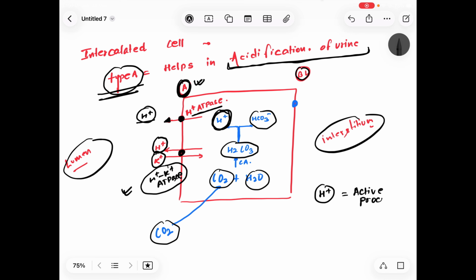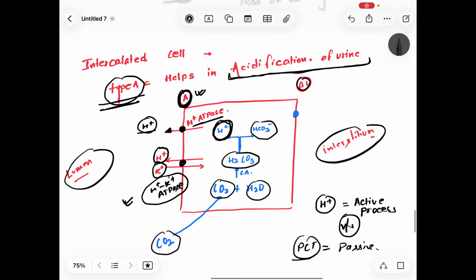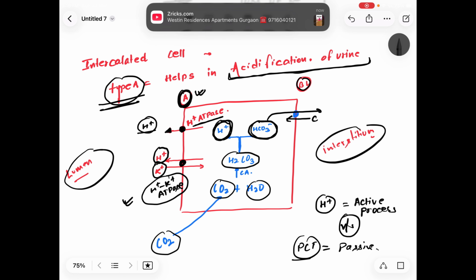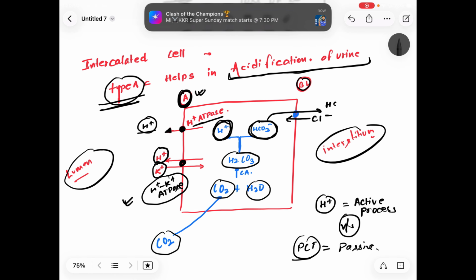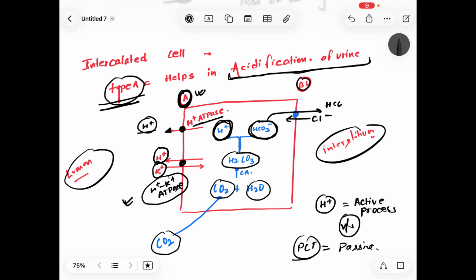Thing to remember is, here the H plus secretion is an active process, whereas in the PCT, if you remember, it is a passive process. One more thing, the last thing is that HCO3 diffuses out of the cell in exchange with chloride. This is the intercalated cell type A.